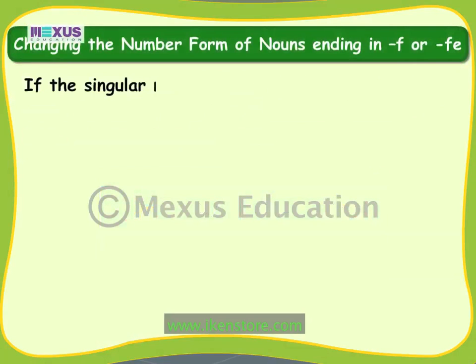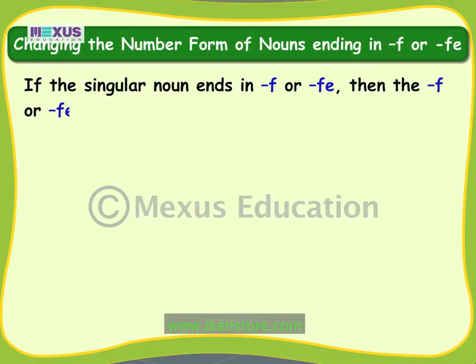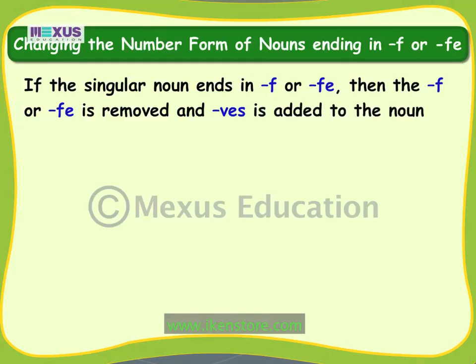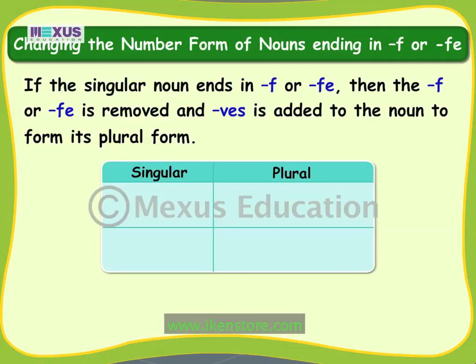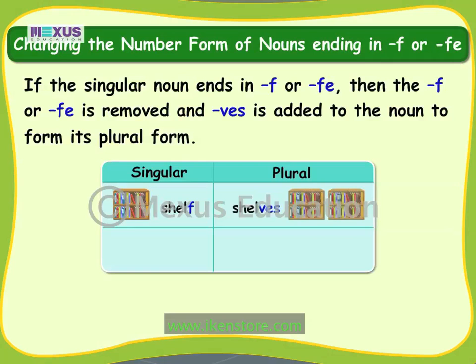If the singular noun ends in F or FE, then the F or FE is removed and VES is added to the noun to form its plural form. For example, we have the singular and plural form of the nouns shelf, shelves, and knife, knives.